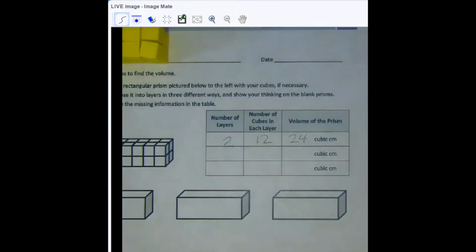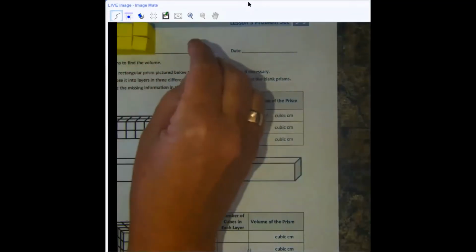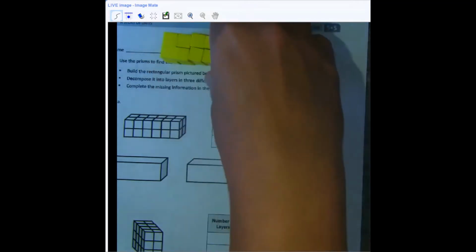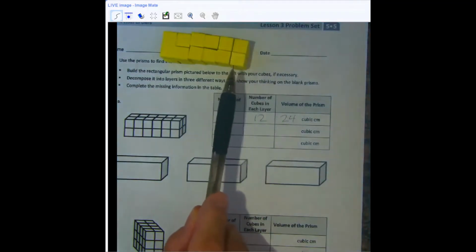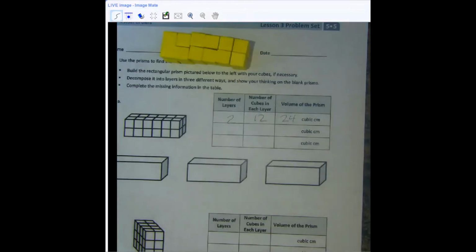We're back, fifth grade. Here we are, lesson 3, module 5, still talking about volume. I've got my cubes back in action here. I have built a rectangular prism with my unit centimeter cubes. Remember, each one of these cubes is 1 centimeter by 1 centimeter by 1 centimeter. They have 3 dimensions, so that's why they're called cubic units.